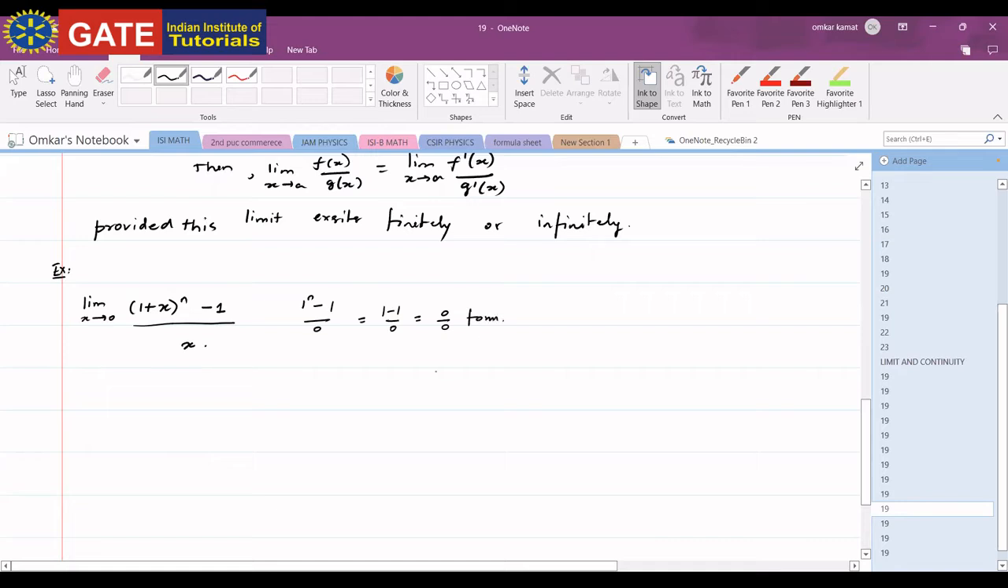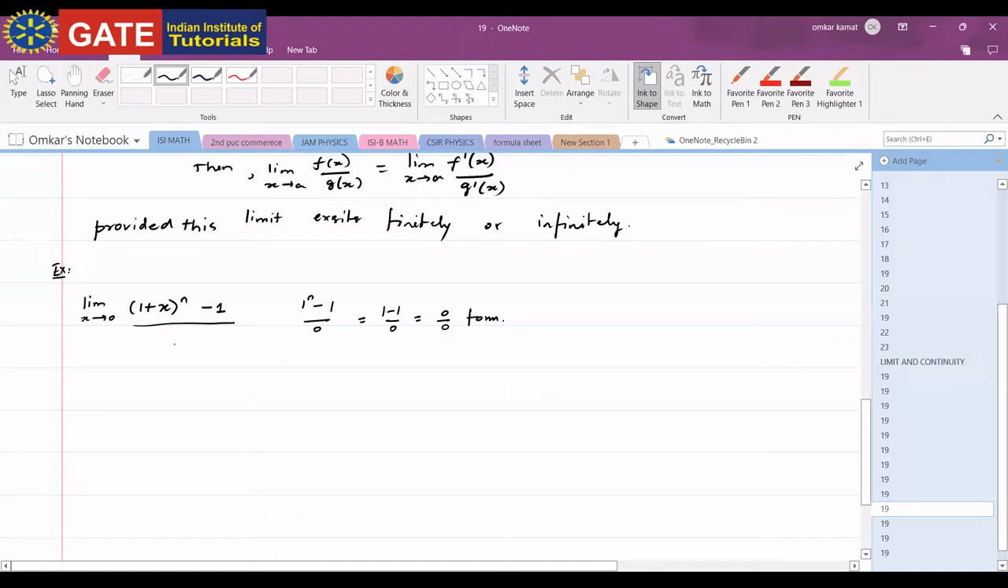Sir, also, there was one limit that you gave us: limit x tends to a, x to the n minus a to the n upon x minus a, is equal to n times a to the power n minus 1. So we can use that also. Okay, but here minus 1 is not there, no? So we can add and subtract, sir, and then we will get x minus a only. We can add 1 and subtract 1. So we'll get the x value term, which is 1 plus x, and we'll get the a value term, which is 1.